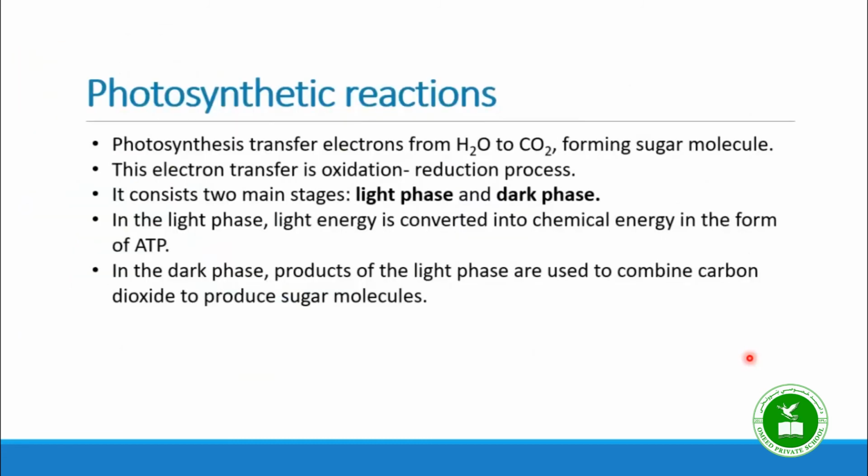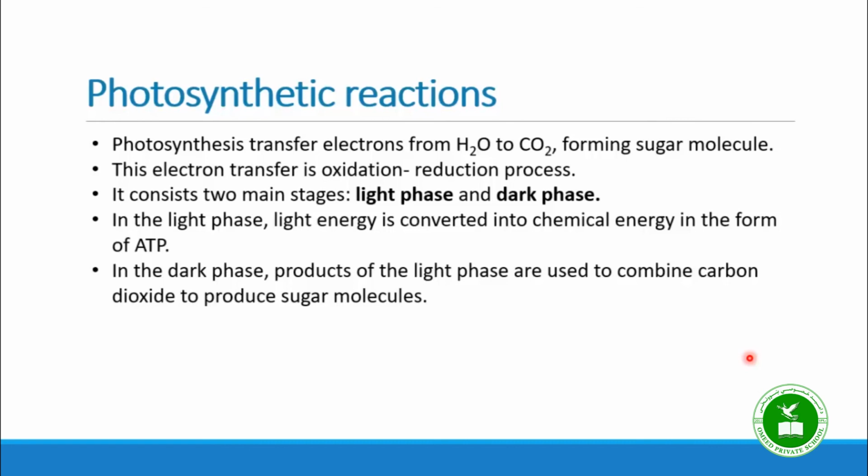Next topic is photosynthetic reactions. Photosynthesis transfers electrons from H2O to carbon dioxide. It means that a reduction reaction process occurs. When this process occurs, then the sugar molecule is produced. The photosynthetic reactions have two main stages. One is the light phase and the other is the dark phase.